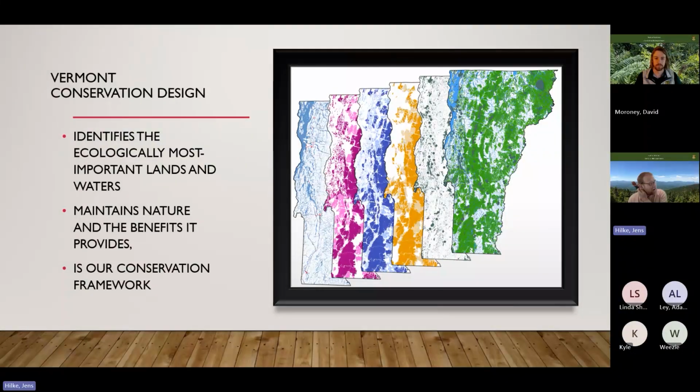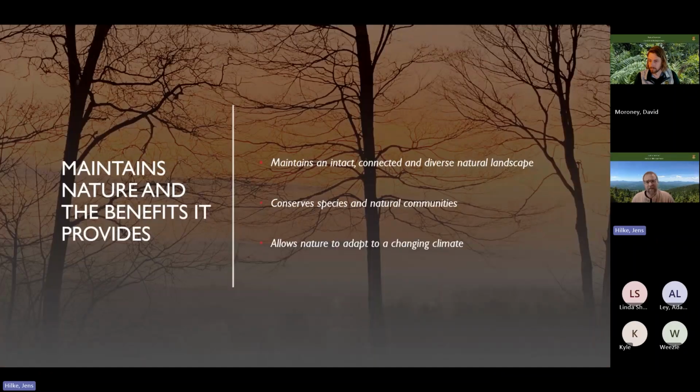So there are a few different elements of the design that I really want to talk about. And first, of course, is the extent to which it's a prioritization. Next is this idea of maintaining nature and its benefits, and then thinking about the design as a conservation framework. So, as we think about maintaining nature and its benefits, maintaining an intact, connected, and diverse natural landscape is really critical, not just for maintaining current biological diversity, but also allowing for nature to adapt to a changing climate.